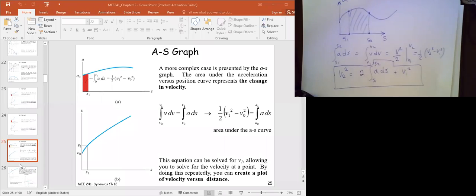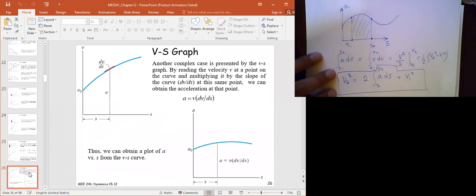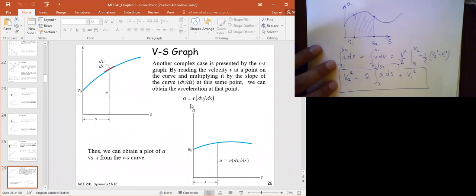There's one more thing that we can actually get from these curves. Let's say you have a V versus S curve. Basically, we know that ADS is equal to VdV, so I can write A equal to V times dV over ds. So dV over ds is what? It is the slope of the V-S curve. So if I have the velocity as a function of position, I can get the acceleration at any point.